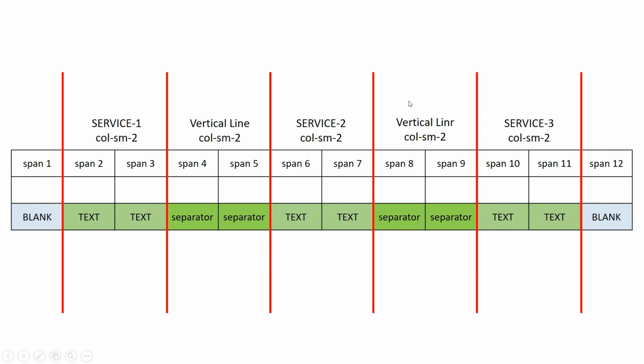Then I have given 2 column width to each of the text section and vertical line. This is the text section with 2 column width. Then this is the vertical line. It also has 2 column width, and similarly so on. So if you want, you can pause the video and look at this diagram to understand what I have done. Now let's go back to the website.